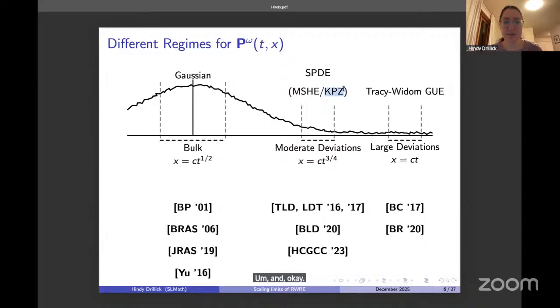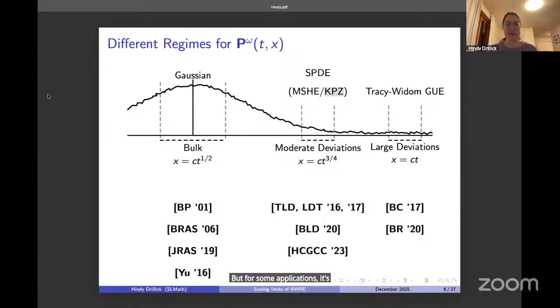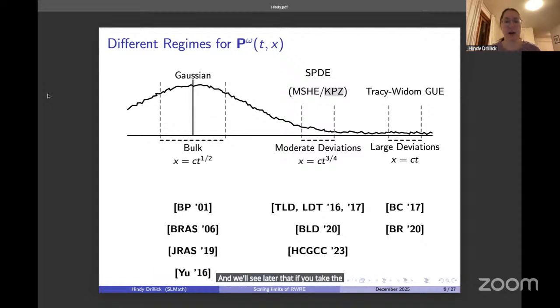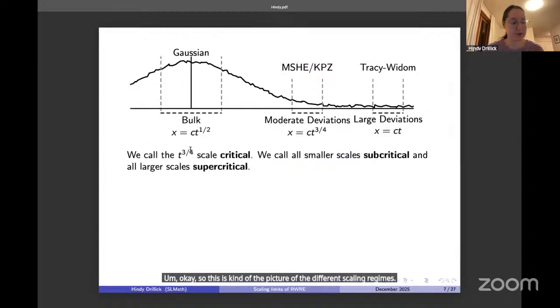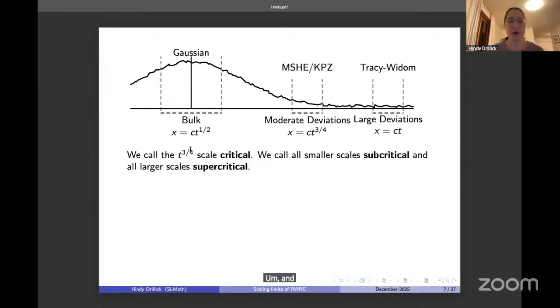Okay, you could see that I also wrote KPZ here. So we're considering the fluctuations of the quenched density P, but for some applications, it's more natural to consider the fluctuations of the logarithm of P. And we'll see later that if you take the logarithm of P, then that will be governed by another SPDE called the KPZ equation. Okay, so this is kind of the picture of the different scaling regimes. And just some terminology that will be useful. Because we have this transition from Gaussian to non-Gaussian behavior at this t to the 3/4 scale, we're going to call this scale critical. And we're going to call all smaller scales subcritical and all larger scales supercritical.